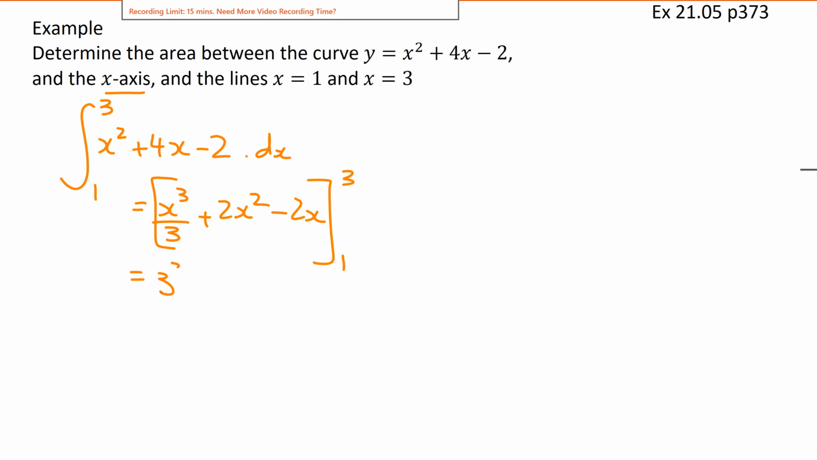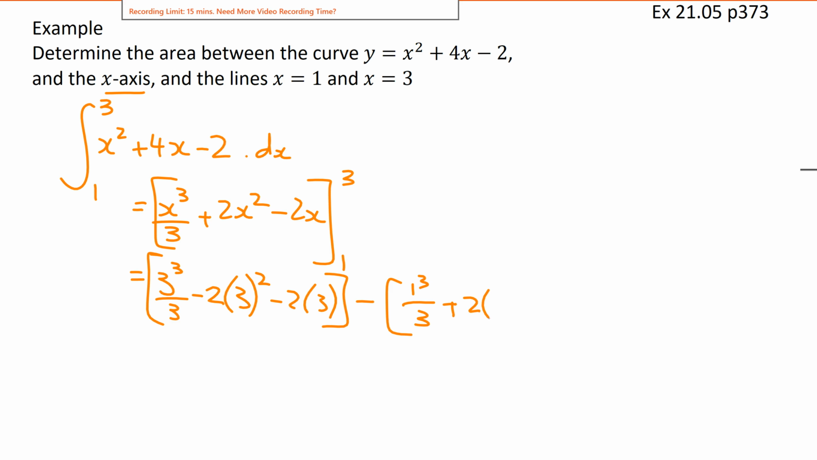So 3 to the power of 3 over 3 plus 2 lots of 3 squared minus 2 lots of 3. That gives me a number, minus that from 1 cubed over 3 plus 2 lots of 1 squared minus 2 lots of 1. Is that right? Okay, what do I get there?